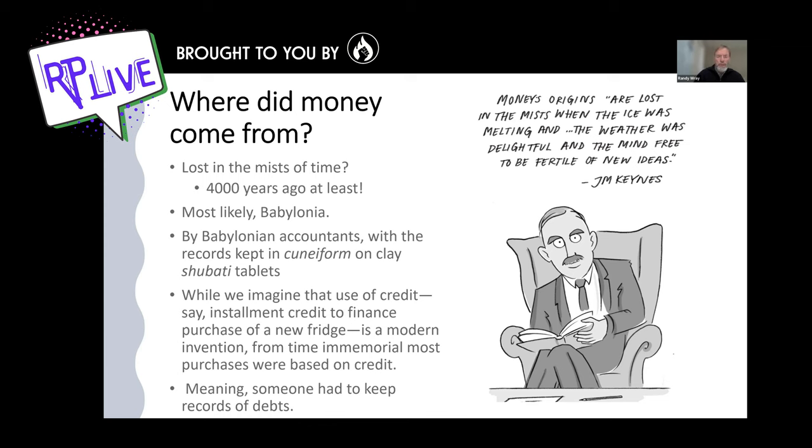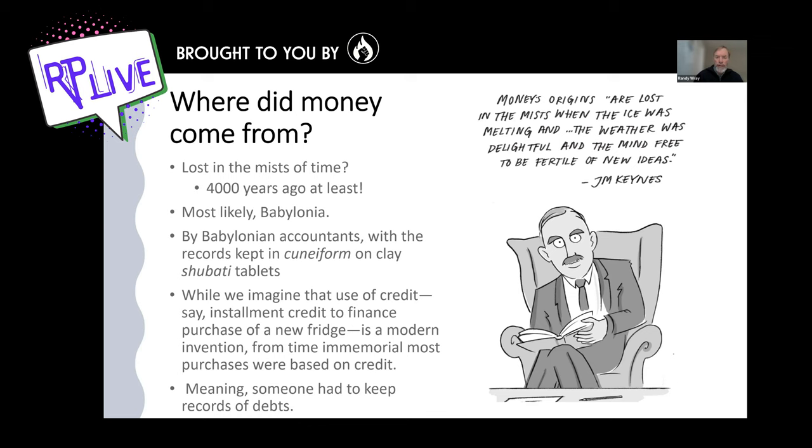and we probably can push that back a bit further than what Keynes thought. We have a lot more evidence now, but probably it was Babylonia. Maybe it was more like 6,000 years ago. And it was created by accountants who were keeping records on clay Shubati tablets. And this is long before there were coins, long before paper money. In fact, long before there was currency. Money first existed as records kept on clay that didn't really change hands.